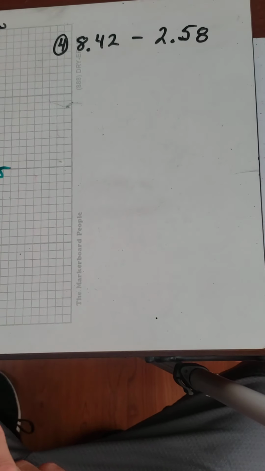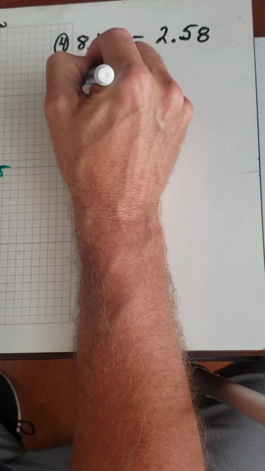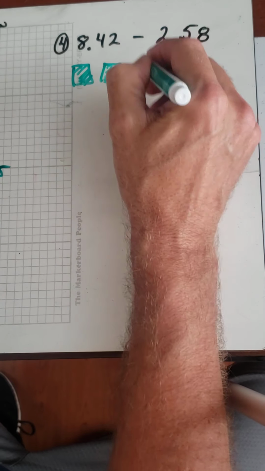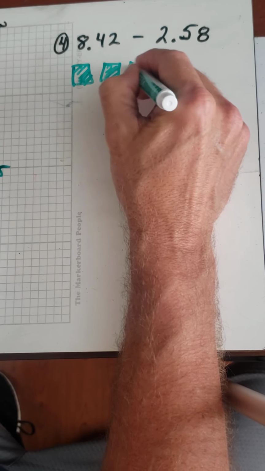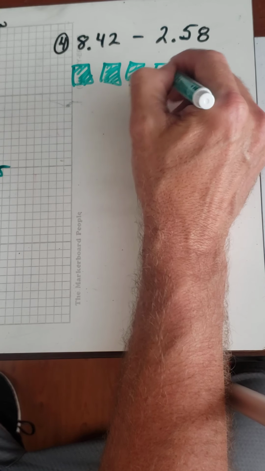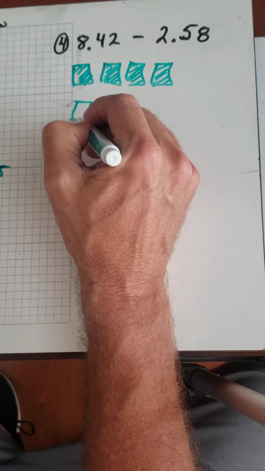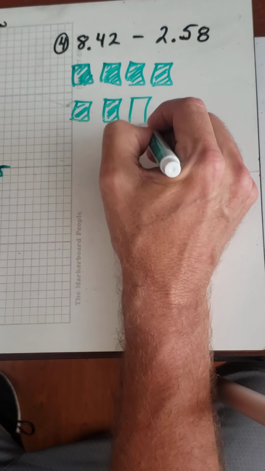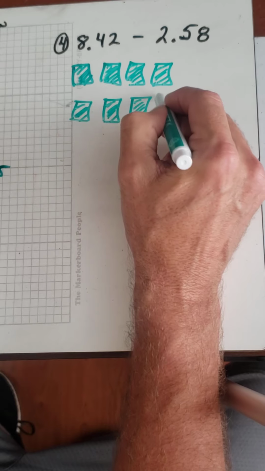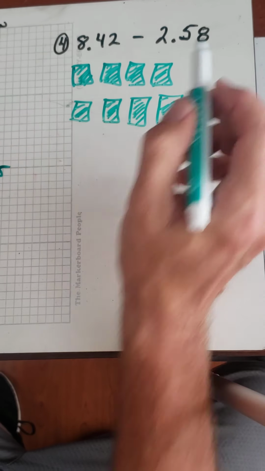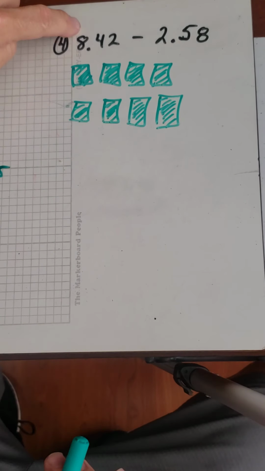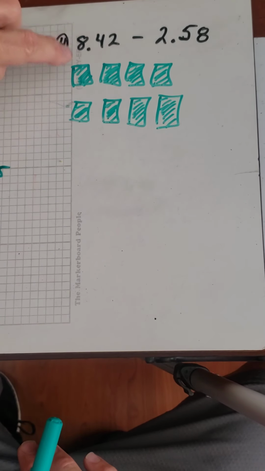So I'm going to do that like this. There's 1, 2, 3, 4, 5, 6, 7, 8. And you can see why perhaps you don't do a whole lot of these to show, but you should be able to show it. So that shows the 8 full rectangles, okay?